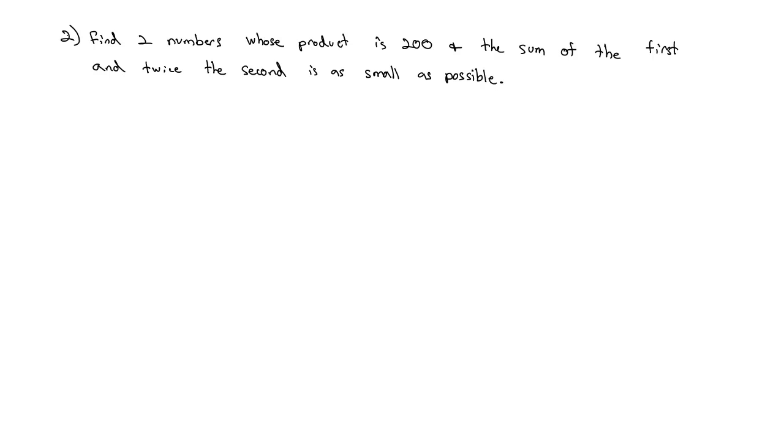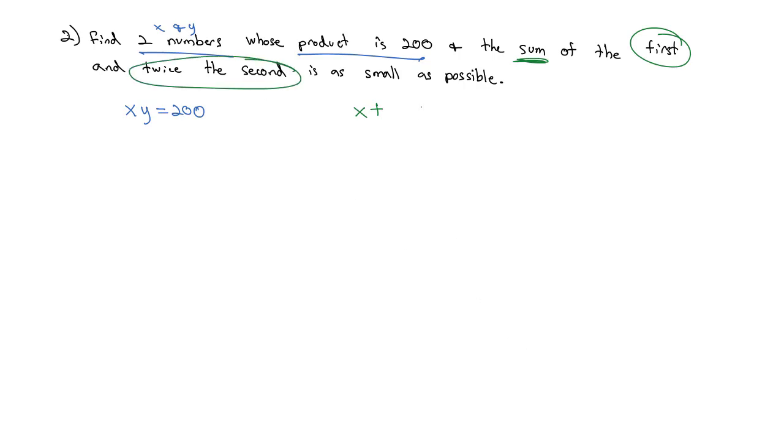Well, let's break this down into the pieces we know. We have two numbers. We'll call them x and y. And their product is 200. Product means we're multiplying together. So x times y equals 200. The sum, that means we're adding the first number, which is x, and twice the second. Twice the second would be 2 times the second, 2y. That's what we want to get as small as possible. We want to minimize that.